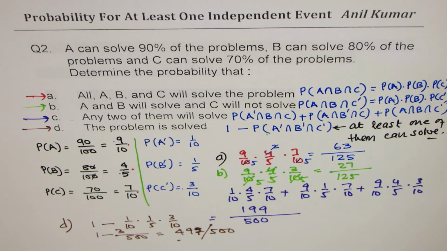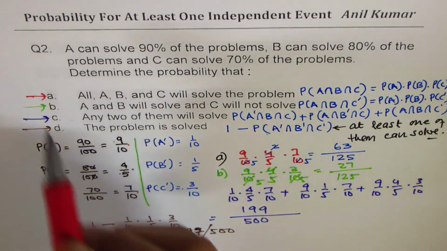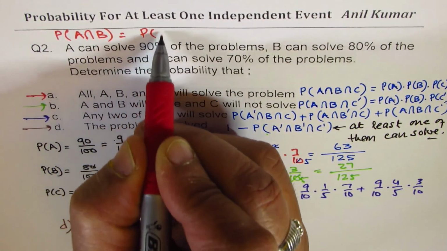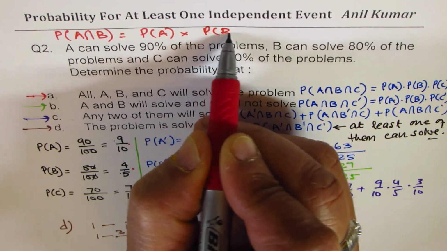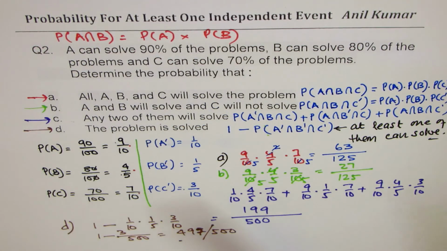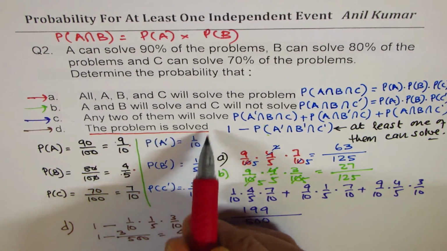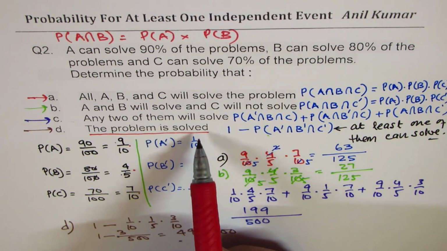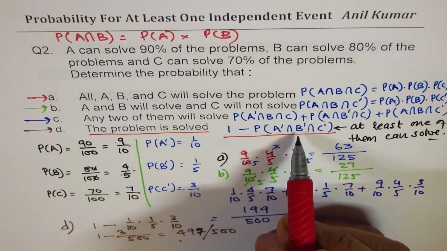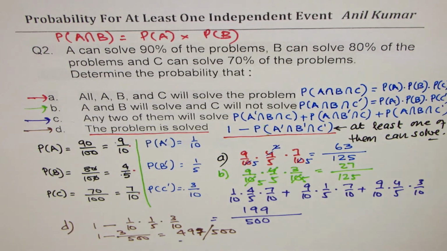So I hope with the help of this video, you understand the concept of what independent events are. Basically, if the events are independent, then the probability of A intersection B is going to be probability of A times probability of B, right? Secondly, amongst different options, there could be an option like this where we say that the problem is solved. That means at least one of them will solve the problem, and that really means 1 minus none of them will solve the problem. So that is how you could do at least one.